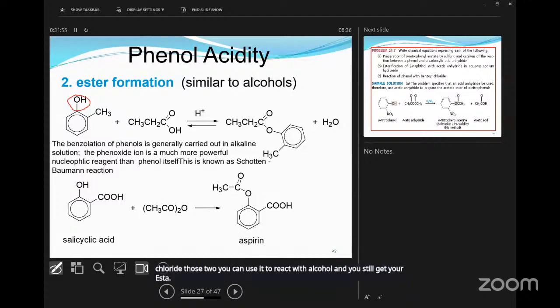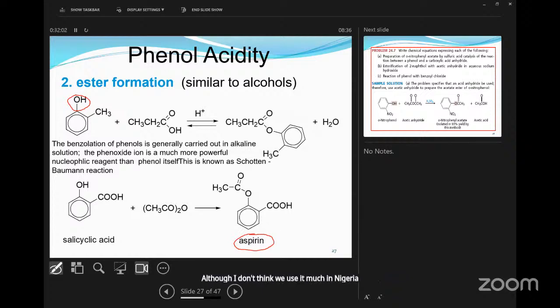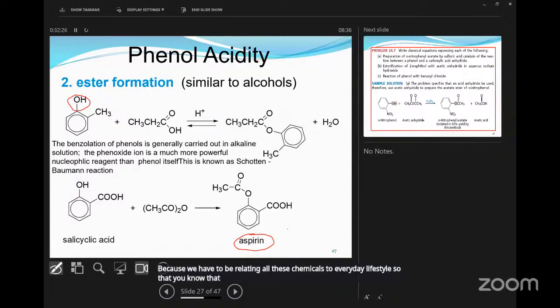So this is how aspirin, the common aspirin that we use at home, is made, although I don't think we use it much in Nigeria. They use it for pain, and the low dose aspirin, they use it as an anticoagulant. People that have hypertension or cardiac issues use low dose aspirin, between 17 and 80 milligrams per day, so that their blood can thin out, because we have to be relating all these chemicals to everyday lifestyle. So that you know that most of these compounds that we talk about are actually important to us. So they use it every day so that there will be no clogging.